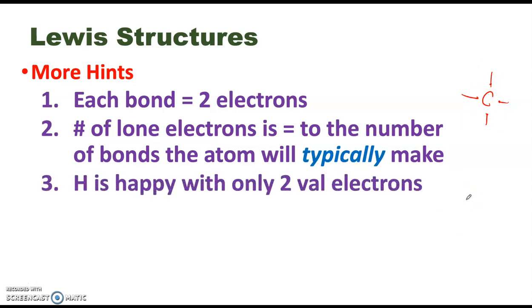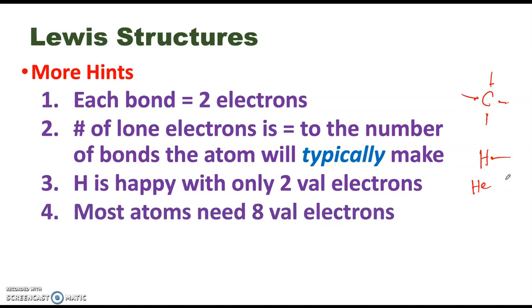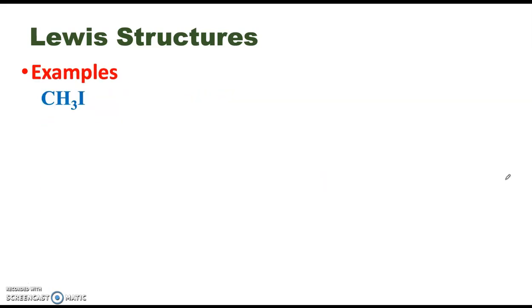H is happy with only 2 valence electrons. So the rule is you typically have to make all the atoms have 8. So like carbon, after it shares, each bond represents 2. It thinks it has 2, 4, 6, 8. But hydrogen's happy. It'll share, make 1 bond. It's happy with 2 because 2 is like helium, right? It thinks it's a noble gas when it has 2. Most atoms need 8 though, as I already said. So write those down. Here's our first example.